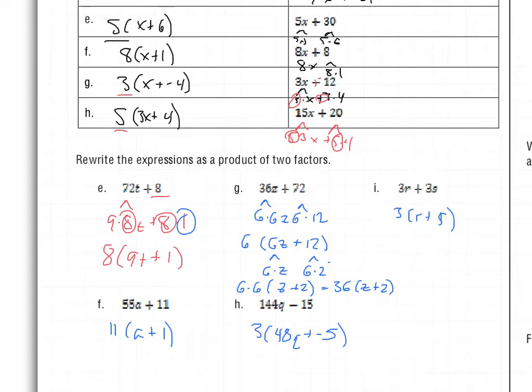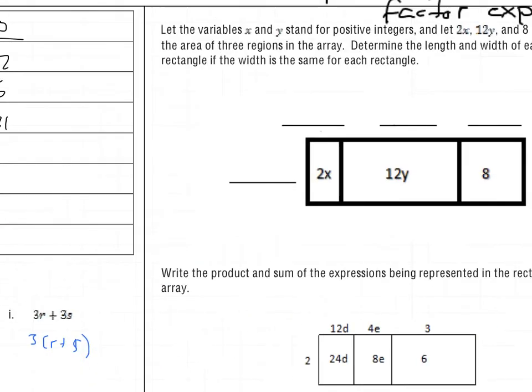The other one that I think is kind of important to note down here is this one, making sure that we notice that we have a minus 15, so when we do this distribution for the second one, that needs to result in a negative number.